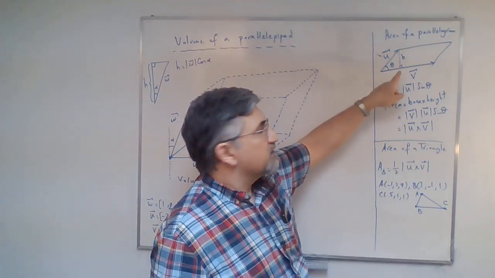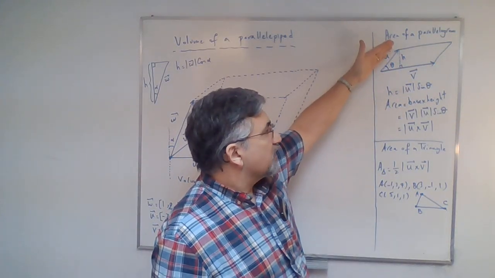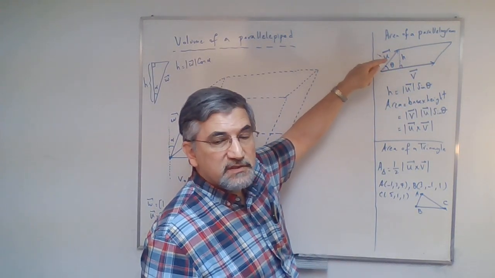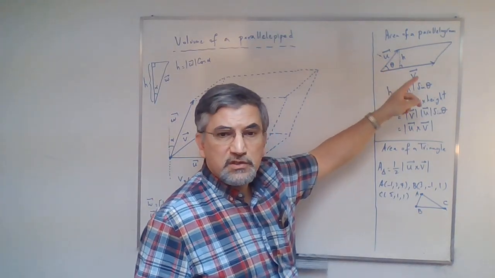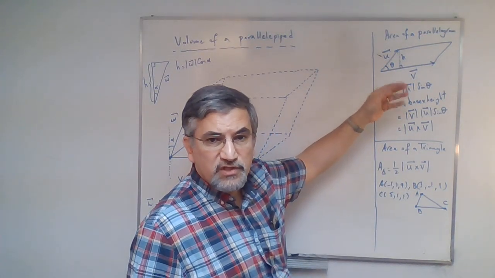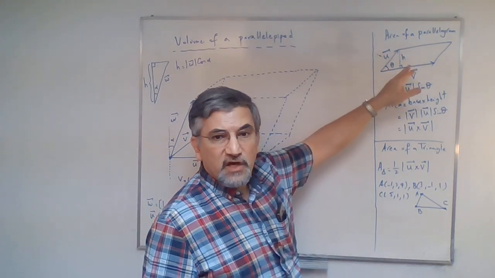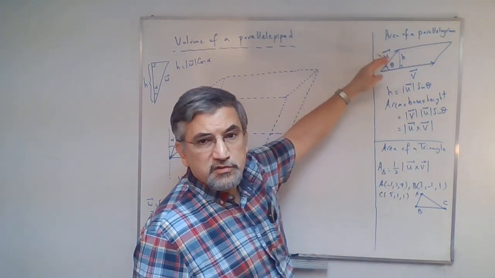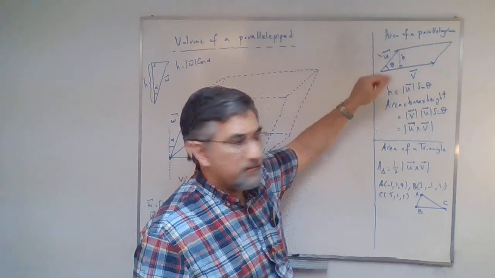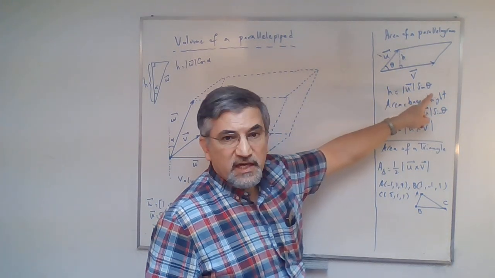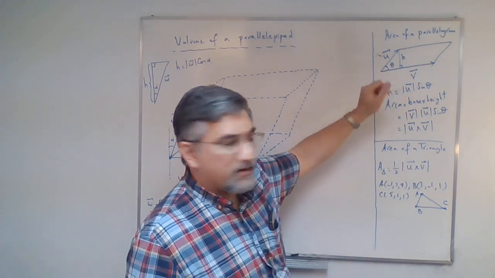Now that height is nothing but hypotenuse u times sine of theta, because you know that sine of theta is nothing but opposite over hypotenuse using basic trigonometry. So if you want to find the opposite side, you just multiply the length of the hypotenuse by the sine of the angle theta. Magnitude of vector u times sine theta is the height of the parallelogram.